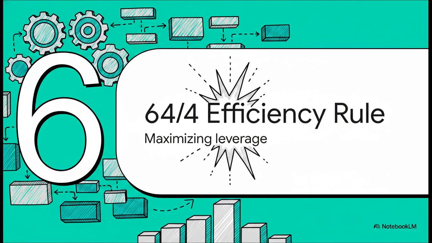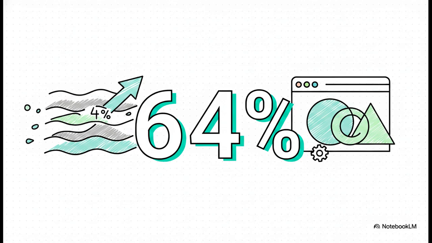Section 6, the 64/4 efficiency rule. Maximizing leverage in RAD. 64/4. This right here is the ultimate efficiency standard of the NSPH stack. Honestly, it's like the 80-20 rule, but on steroids. The idea is to identify the absolutely essential 4% of your structural layers and architectural decisions that are actually responsible for 64% of your application's agility, stability, and speed.